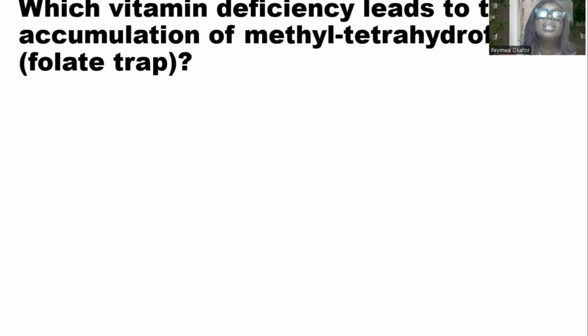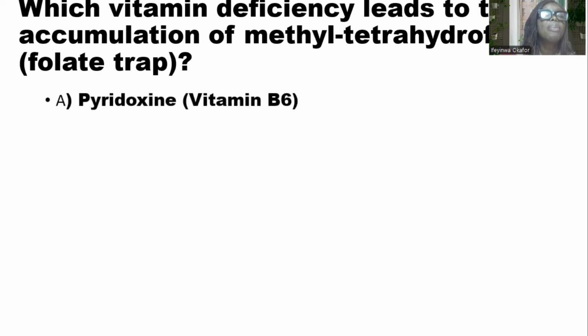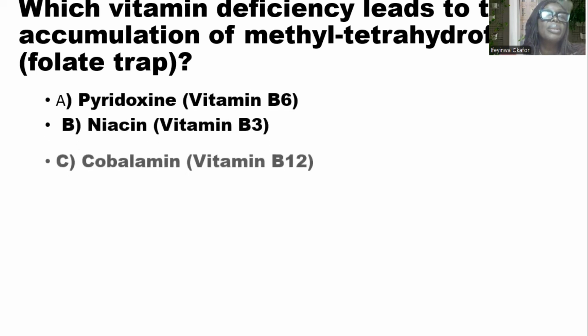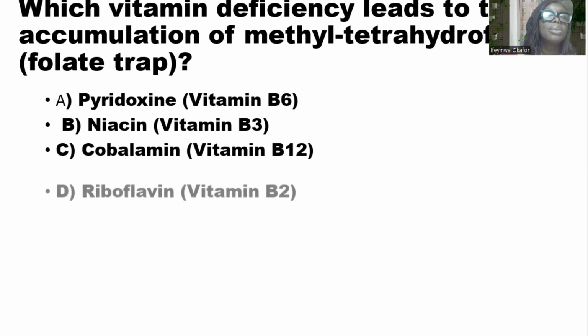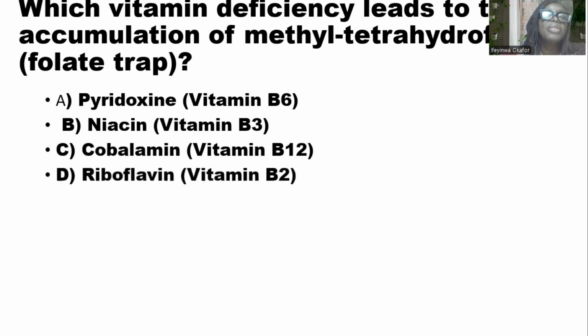Which vitamin deficiency leads to the accumulation of methyl tetrahydrofolate? That is what we know as folate trap. Pyridoxine, vitamin B6, niacin, vitamin B3, cobalamin, vitamin B12, riboflavin, which is vitamin B2. And the answer is C, cobalamin, vitamin B12. Deficiency of cobalamin leads to accumulation of methyl tetrahydrofolate, and it is clinically referred to as folate trap.